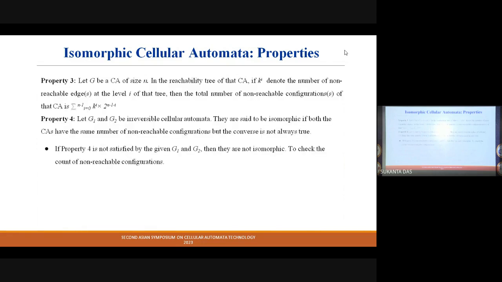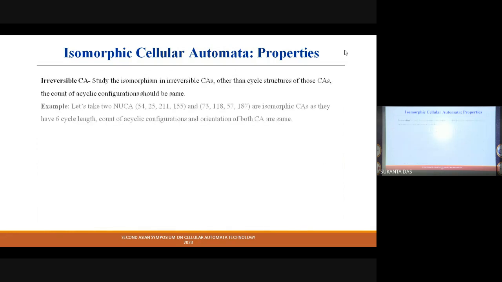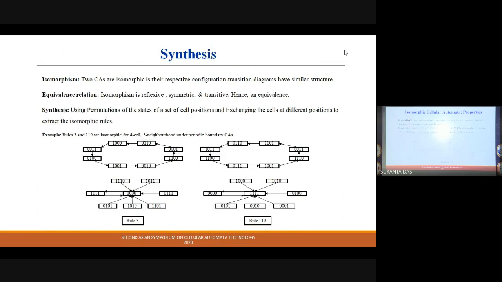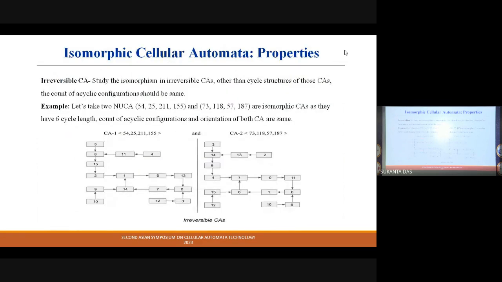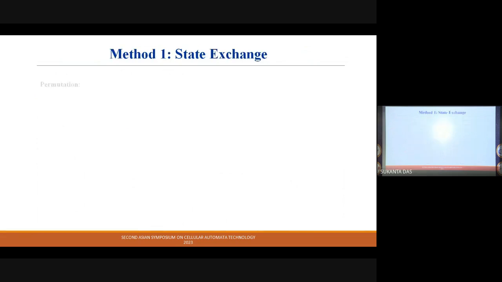So again, we have some more properties using this analysis for the cellular automata. Again, in the reversible nature, we are getting the same isomorphic result. These are some selected non-uniform CAs. And again, we synthesize our CA based on two techniques. We can synthesize our CA and we'll get many isomorphic CAs. So quickly, I will finish this.